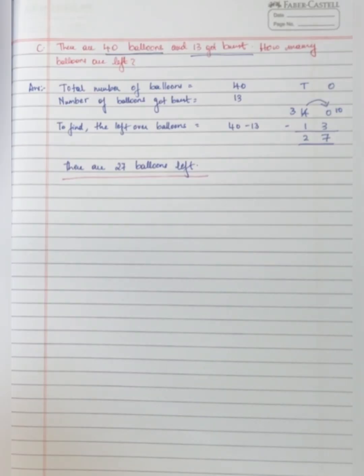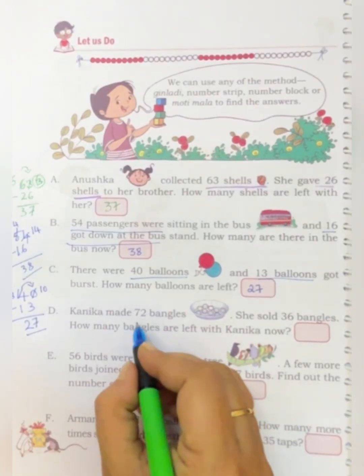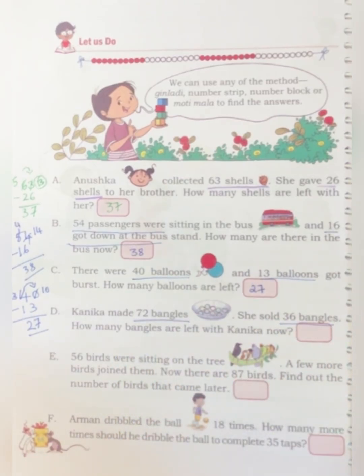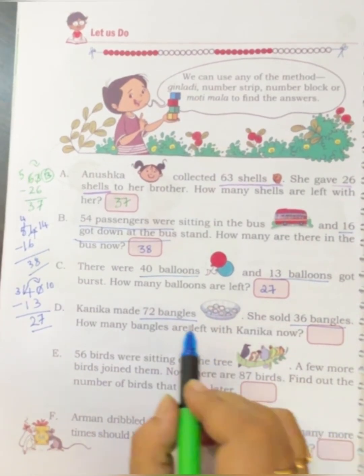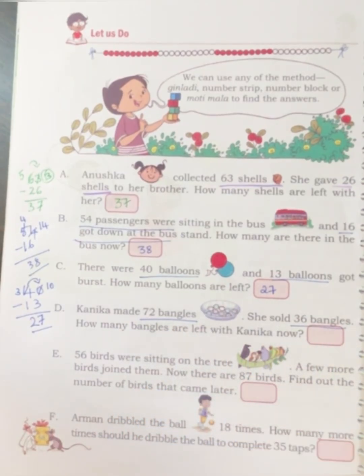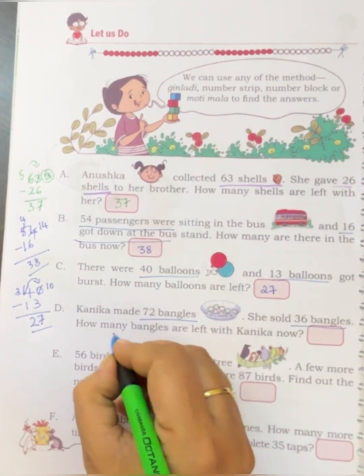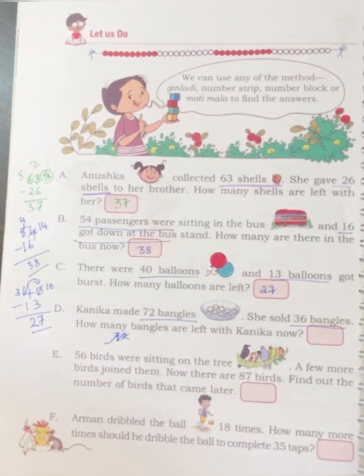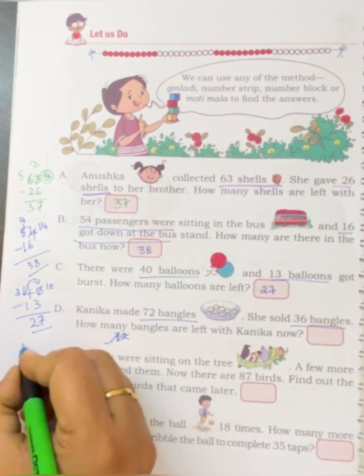Okay, children. Now, Kanika made 72 bangles. She sold 36 bangles. How many bangles are left with Kanika now? Children, like Diya seller, this girl is a bangle seller who prepares bangles by herself. So, in 72 bangles, she has sold 36 bangles. Now, how many she is left with? We'll see that. It is very easy. So, 72 bangles minus, there's no place here. Okay, I'll do it here.